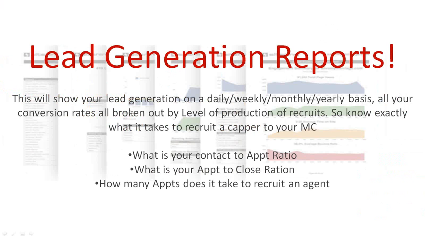So lead generation reports, this will show your lead generation on a daily, weekly, monthly, and yearly basis. All your conversion rates are broken out by level of production of the recruits. So you can see exactly how you do with cappers, half cappers, quarter cappers, brand new agents, etc. So you know exactly what it takes to recruit a capper to your market center. You know exactly how many contacts it takes to set an appointment. You know how many appointments it takes to close, and how many appointments does it take to recruit an agent. It will break all of that down for you so you know exactly what it takes for you in your market center, and also the ability to maybe reach out for training. Maybe you struggle in a certain area.